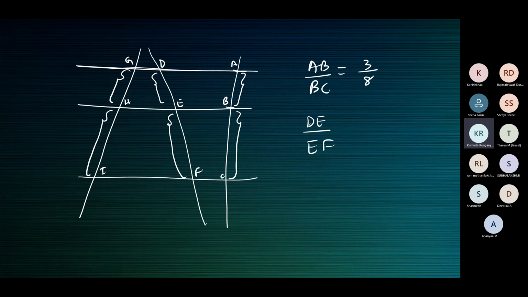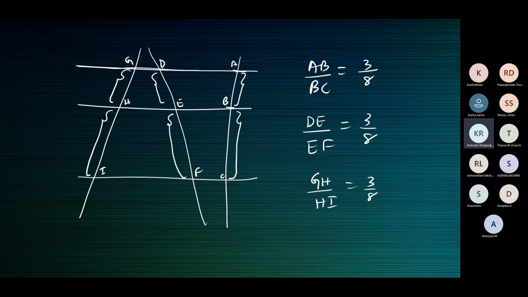There are three different transversals. The ratios of the intercepts on the transversals are AB by BC, DE by EF, and what is the last one? What's the last ratio? GH by HI, ma'am. GH by HI. Now, if the ratio AB by BC is 3 by 8, then all this will be 3 by 8.